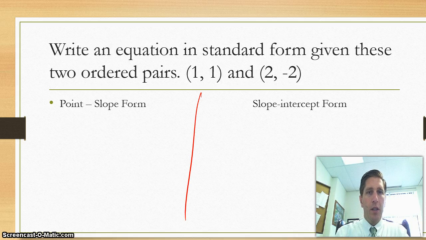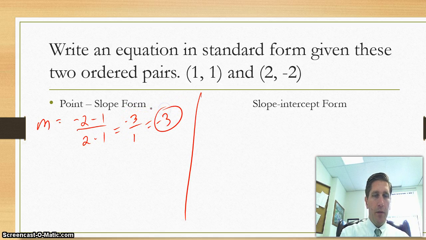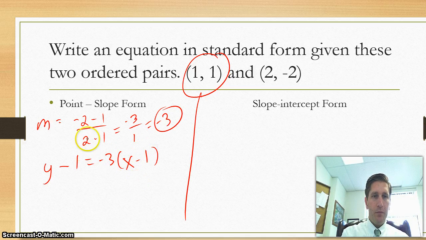So point-slope form first. Well, we know when we're given 2 points, we first have to find our m. So it's negative 2 minus 1 over 2 minus 1, which equals negative 3 over 1, which equals negative 3. So we have a slope of negative 3. For point-slope form, you're going to choose a point. I'll choose this first one, 1 and 1. So we have y minus 1 equals negative 3, x minus 1. This is point-slope form. So I'm going to distribute this. So y minus 1 equals negative 3x. Negative 3 times negative 1 is a positive 3.